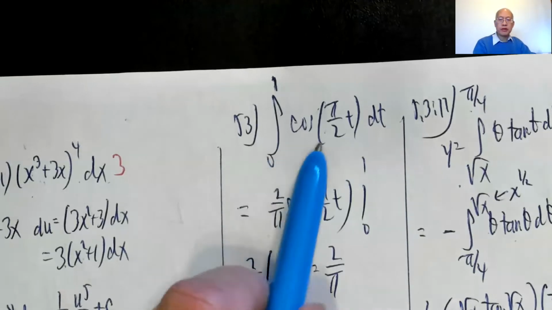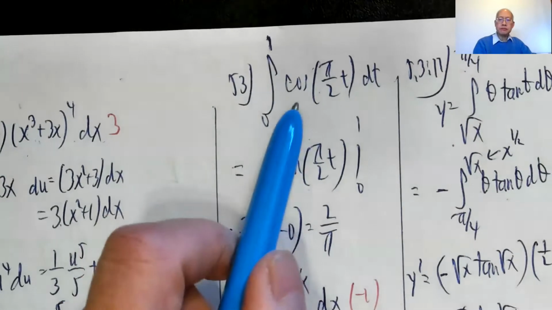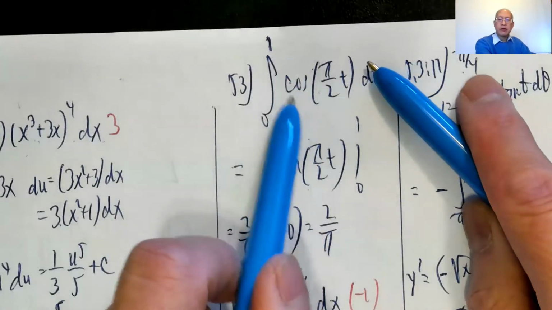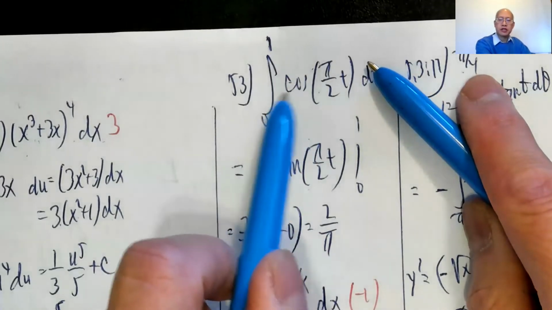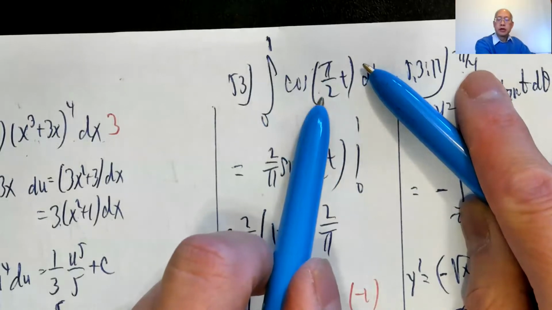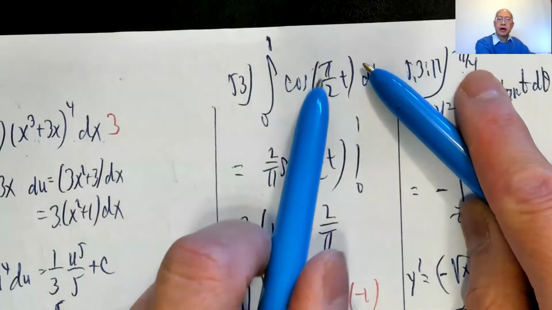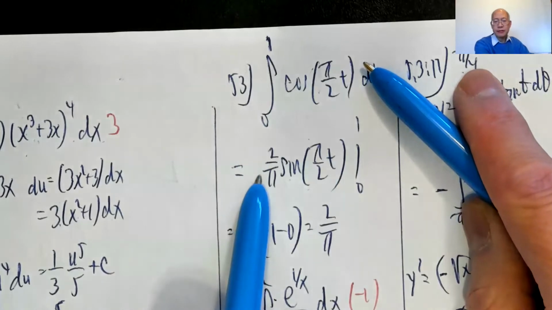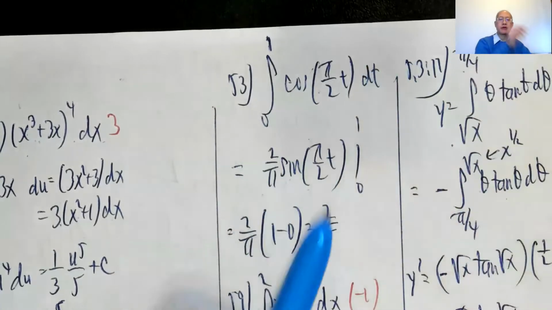53, integrate cosine of pi over 2t. There's another way to do this one. Just think of the chain rule backwards. If I were to differentiate this, I'd go negative sine of this times pi over 2. So if I differentiate, I multiply by pi over 2. Therefore, when I integrate, multiply by 2 over pi. And the integral of cosine is sine pi over 2t.